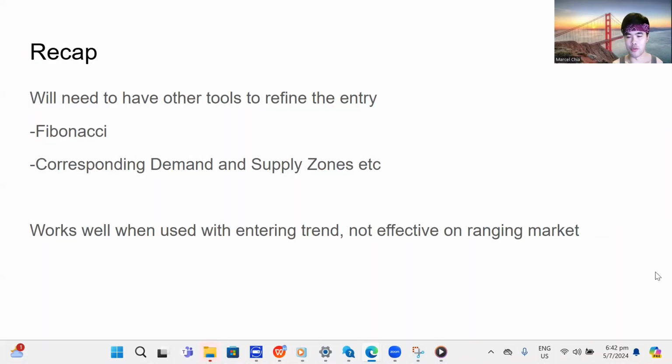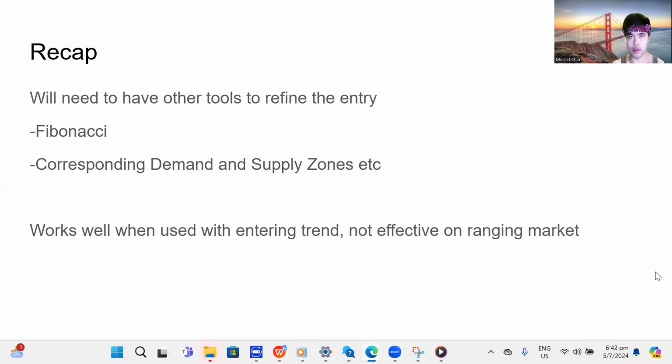Basically, when you are choosing a zone, a point to enter, whether it is on a discount or premium, right? You will always need other tools to define your entry, be it the Fibonacci levels or the corresponding demand and supply zones, where of course you can just put your stop loss behind that zone to make sure that the low is covered.